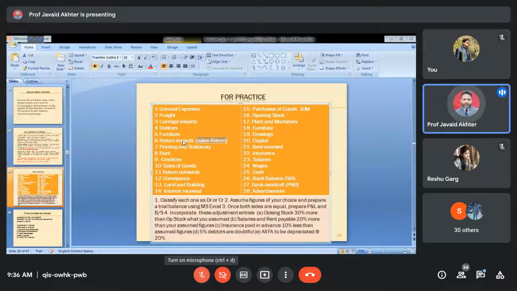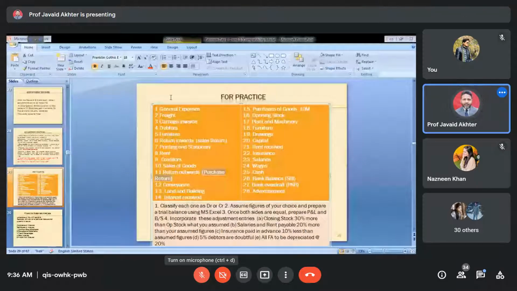Then what will be return outward? Purchases return. Return outward. You purchased goods, you were not satisfied, so you returned them. Purchase return. So this is how it can be managed.